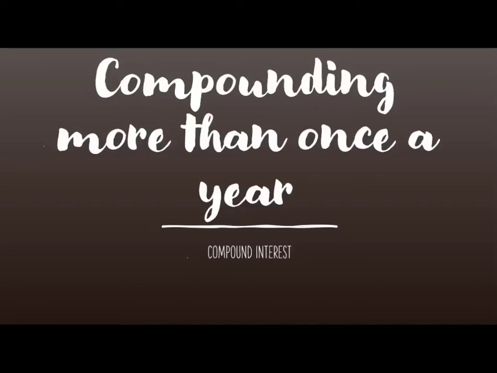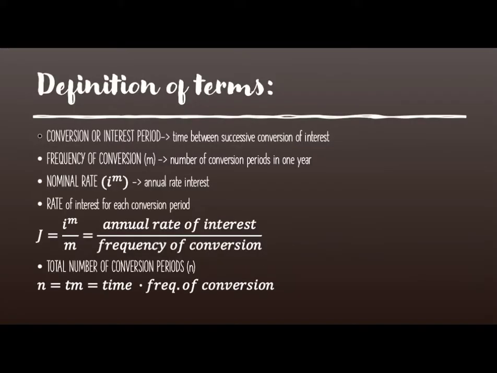Okay, so hello everyone. This is the continuation of the last video na pinost ko, yung compound interest kasi annually lang yun. So ngayon compounding more than once a year na yung i-discuss ko. Ibig sabihin, pwedeng twice a year madagdagan ng interest, pwede rin namang monthly. Ayan. So additional terms, so conversion or interest period, it is the time between successive conversion of interest. So ito yung halimbawa, every 6 months doon nadadagdagan ng interest rate. So pwede namang every month.